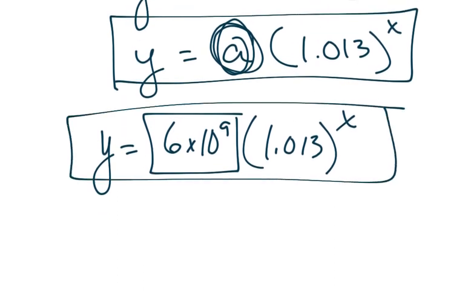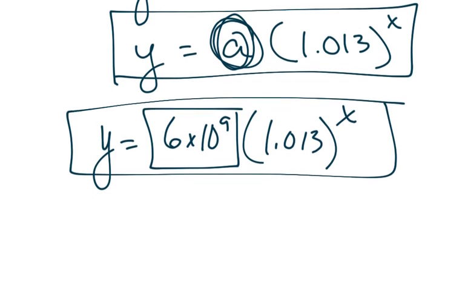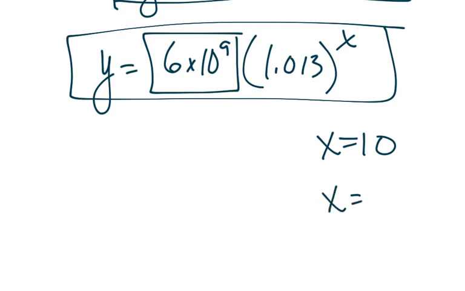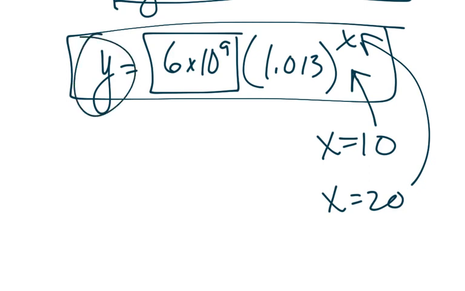For part B, it says to predict the population of the world in 2015. Well, that just means put 10 in for x. And predict it in 2025, well, that just means put 20 in for x. All right? Because x stands for our time period, and those are the numbers we'll put in there. All right? So you put those in, you evaluate, and you get an answer for y. All right? Hope that helps.